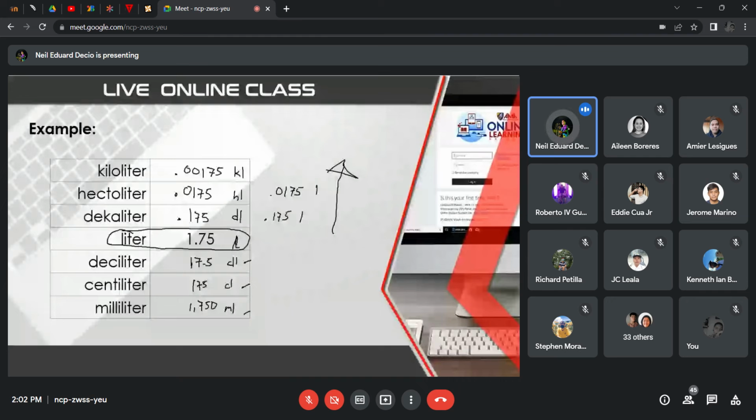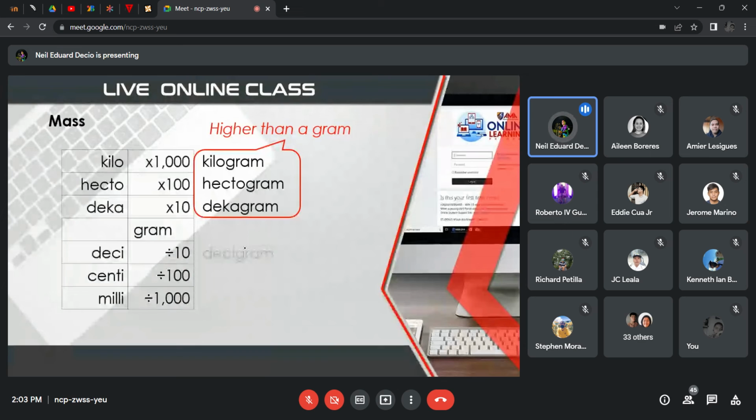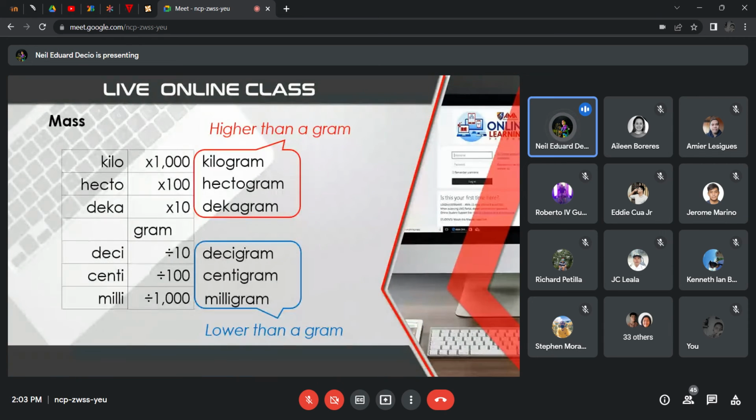Okay. So, for the mass, we are using gram. We also use the same prefixes, decagram, hectogram, and kilogram for prefixes higher than a gram. And then we have decigram, centigram, and milligram for prefixes lower than a unit that is being used in today's society. So we are just using, the most popular is of course the base, which is gram.